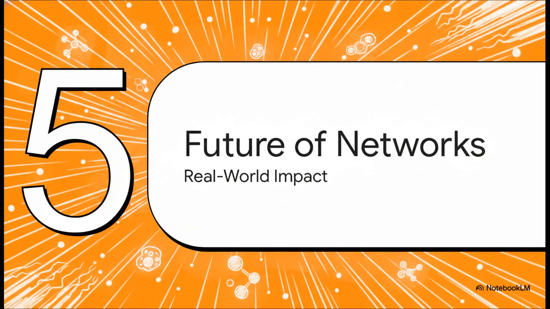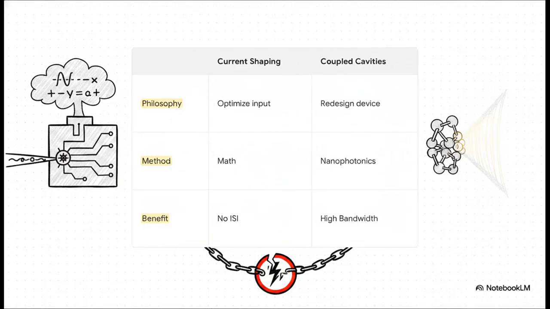Finally, let's wrap up with part 5, the future of networks. So why do these microscopic hacks actually matter to you and me? Well, we're basically looking at 2 sides of the same incredible coin here. The philosophy of current shaping is to optimize the input signal using advanced electronics and math, which beautifully eliminates dynamical memory and signal noise. Meanwhile, the philosophy of coupled cavities is to completely redesign the physical device using nanophotonic slow light feedback, resulting in a massive bandwidth boost.